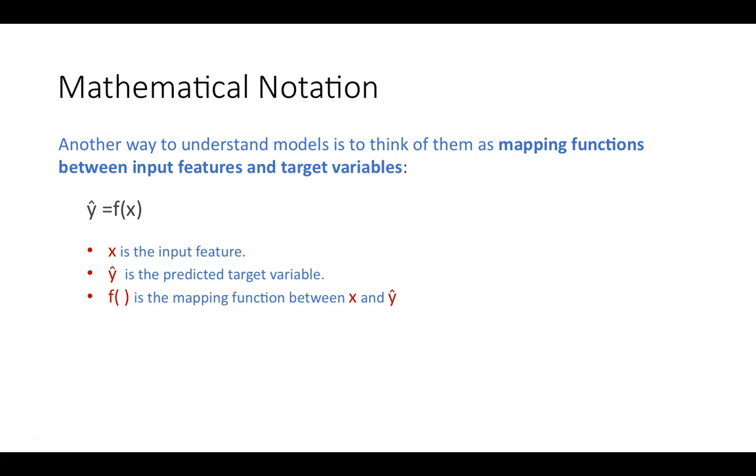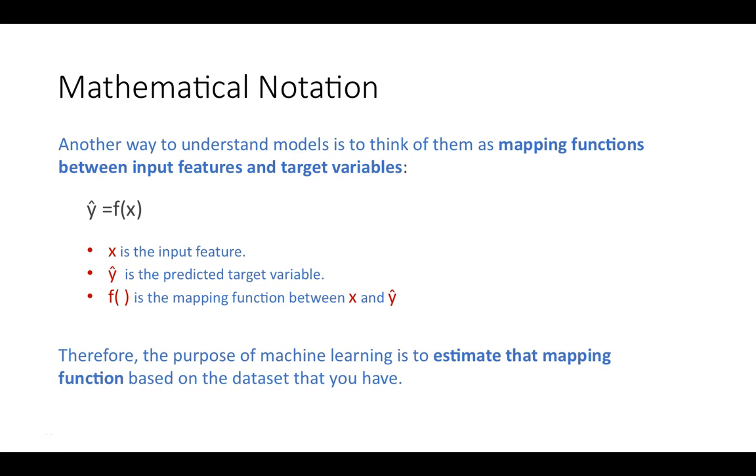So in understanding the relationship between the input features and target variable, there may be some mathematical equation that will be useful to represent that relationship. That is what we are really doing as we build models. Therefore, the purpose of machine learning is to estimate that mapping function based on the data set that we have. Basically, we don't know the real relationship. We don't know the accurate mathematical function. So a model's role, or machine learning's purpose, is to estimate that.